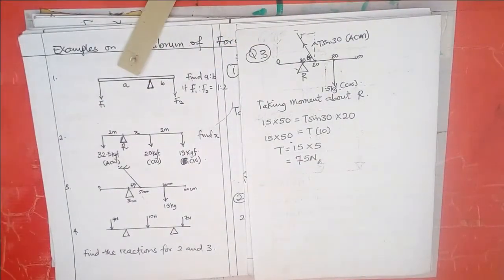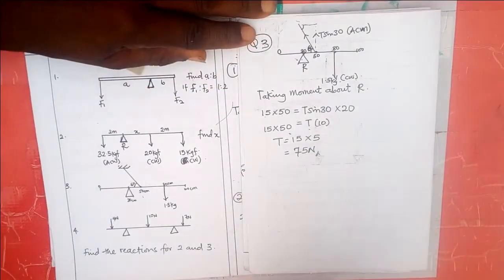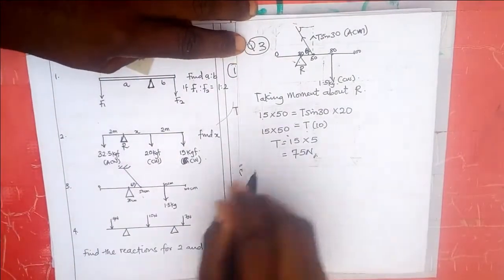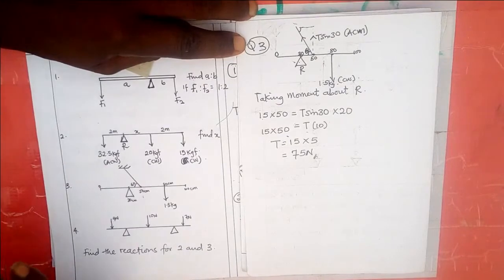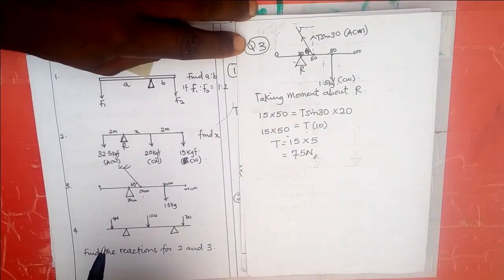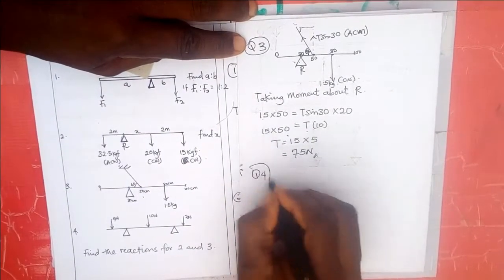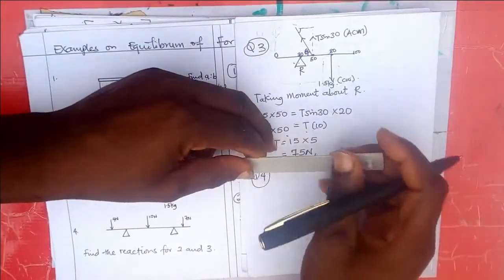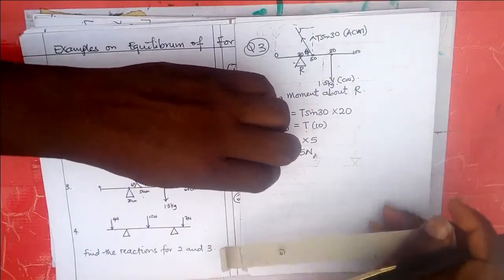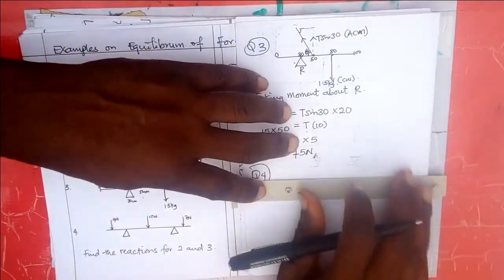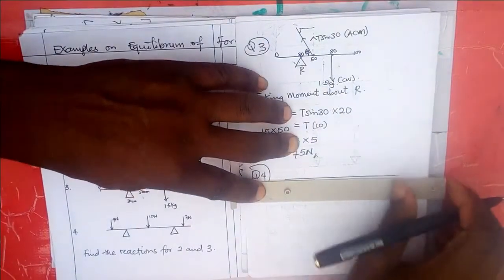So question number 4. Pause the video and see if you can solve question number 4 by yourself without any assistance. So solving question number 4. Question number 4 is not a lever like questions 1, 2, 3. Question number 4 is a simply supported system, and we are asked to find the reaction at the two supports.